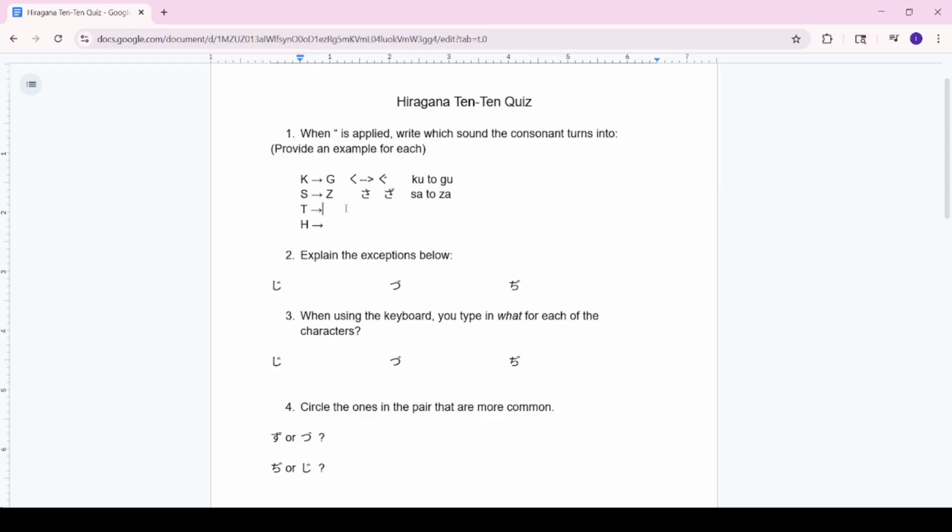T sounds change to D sounds. So like ta to da, ta da. And then H, like ha, hi, hu, he, ho, those would change to B sounds. Ba, bi, bu, be, bo. So for example, ha and ba.